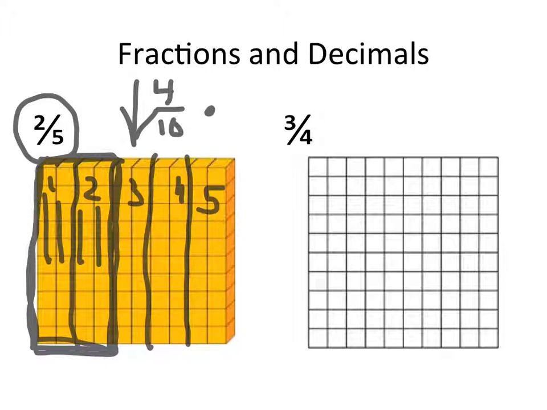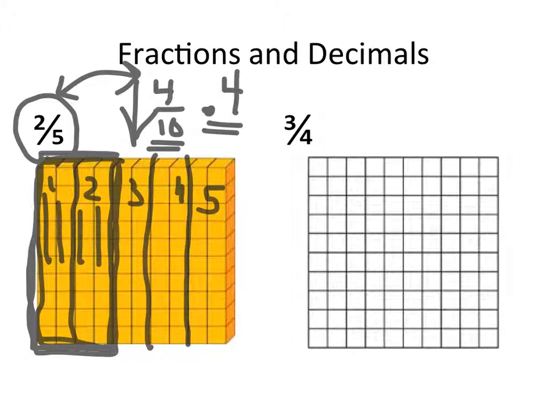And if each one of those strips is a tenth, that means we have 4 tenths. Tenths is also the first place in the place value after the decimal. So we can write 4 tenths like this, and we know that all 3 of these, the two fractions and this decimal, are the same amount. They all represent this piece.